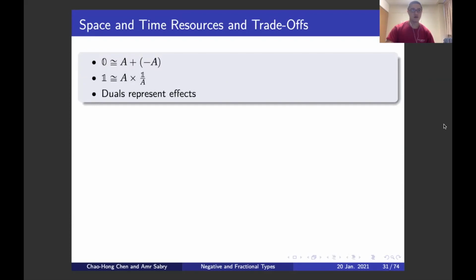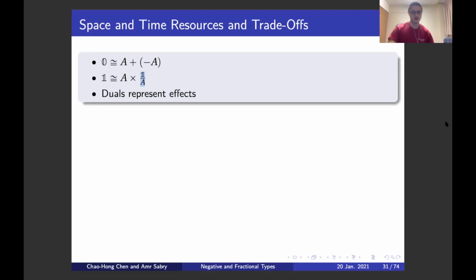Before we proceed to talk about the operational semantics of negative and fractional, we first think about what this isomorphism means. If you think about it from this cardinality viewpoint, you will see that the counting does not add up. So this negative and this fractional must represent some kind of effect. But what kind of effect? How about this?